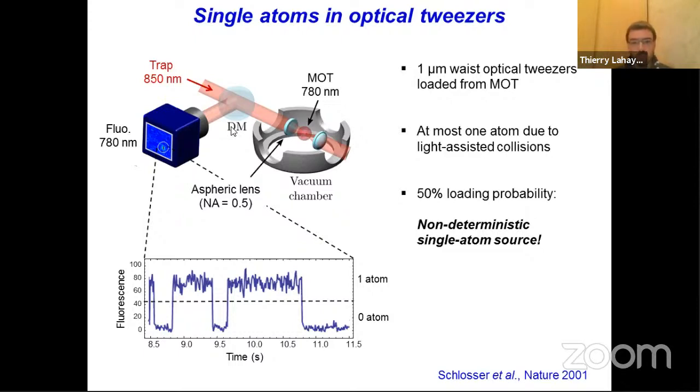So this is something you can observe in the lab by just monitoring the fluorescence that you collect with the same lenses on a camera, for example, and you have those 2 levels corresponding to no atom or 1 atom in your trap. So this is something that was actually pioneered at Institut d'Optique by Philippe Granger and his team 20 years ago. And at the time, the idea was to do quantum optics experiments. But more recently, we have started, and then of course we are not the only ones, to expand this to many traps and many atoms.